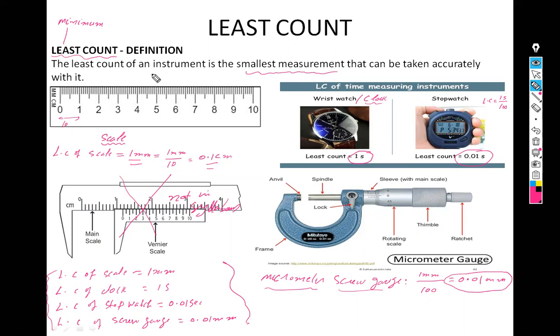Write down the definition of least count of an instrument, and then write down these 1, 2, 3, and 4. And in the previous lecture we discussed the 7 base quantities. You should also write them, the base quantities along with their units.